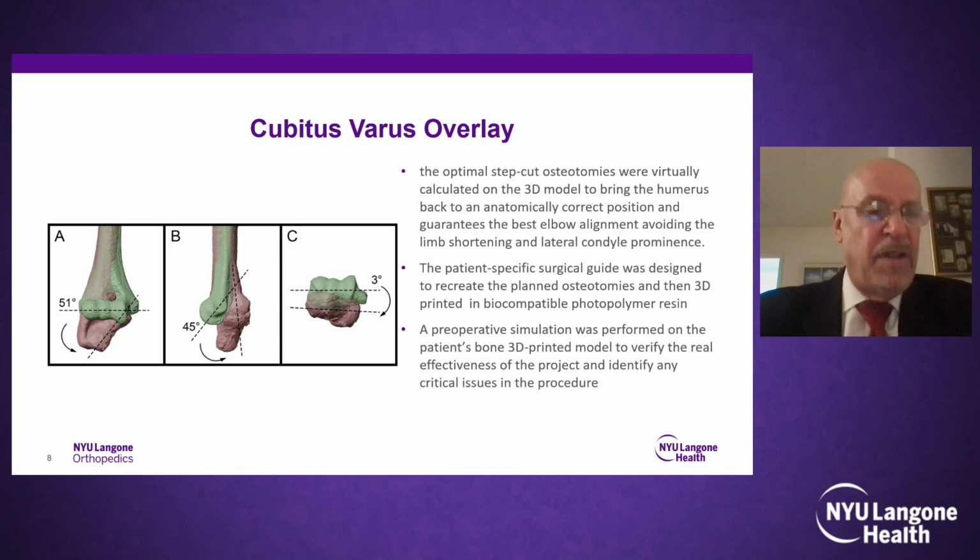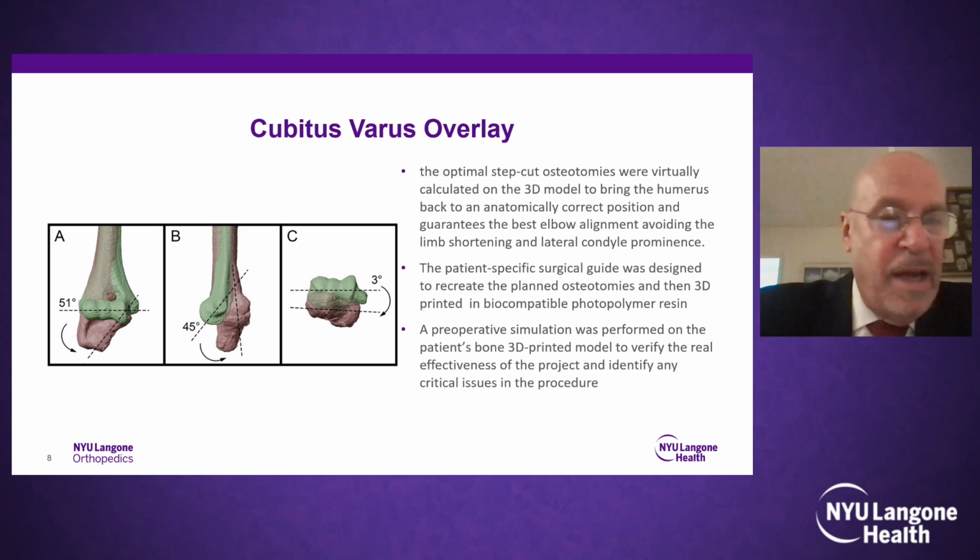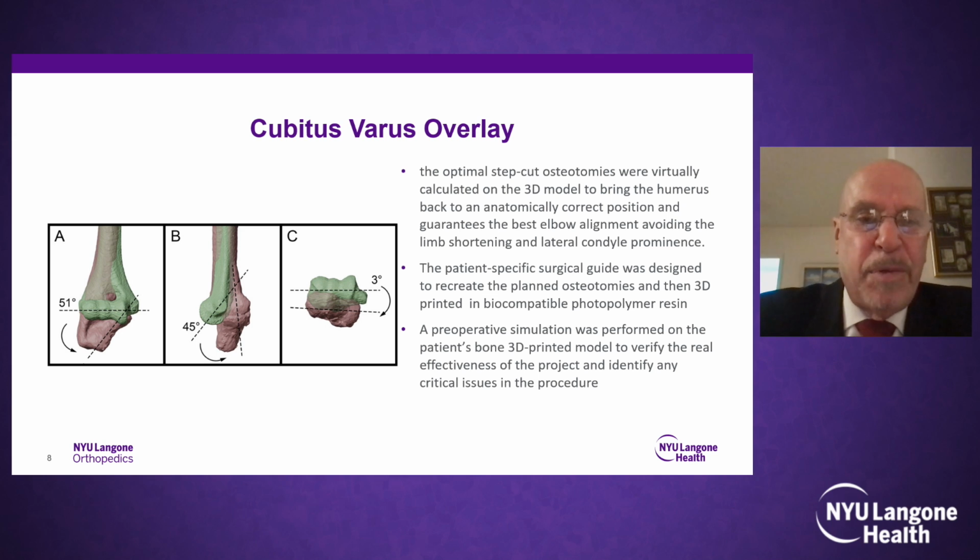So here, what they'll do is take CT scans of both elbows, and they'll actually put them right on top of each other to come up with an optimal osteotomy that would restore the normal anatomy of the elbow. This will guarantee the best elbow alignment and avoid any kind of shortening or prominence of your lateral condyle when you do these cubitus varus corrections.